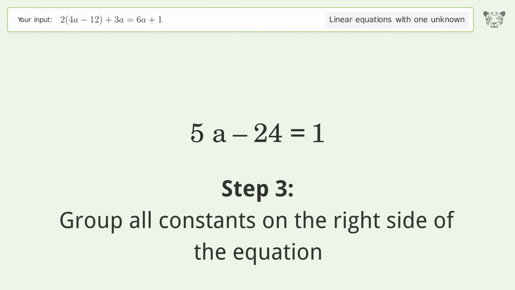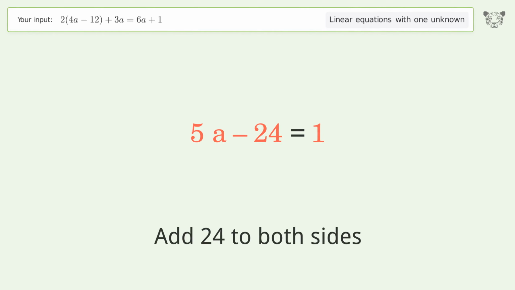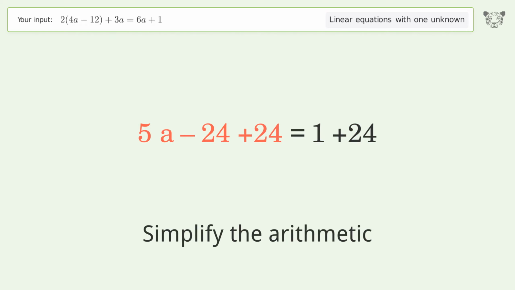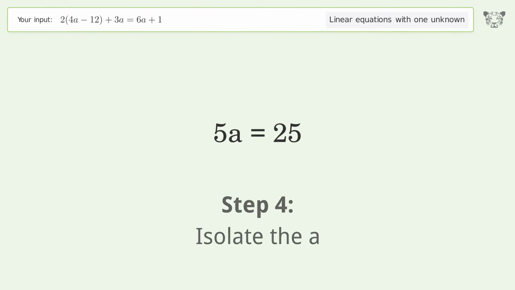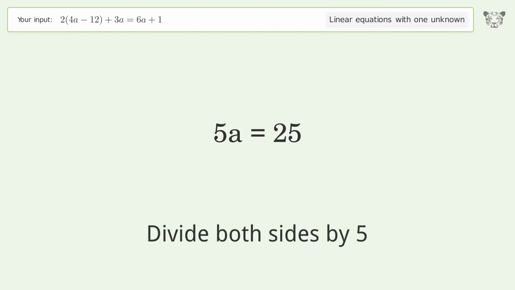Group all constants on the right side of the equation. Add 24 to both sides. Simplify the arithmetic. Isolate the a. Divide both sides by 5.